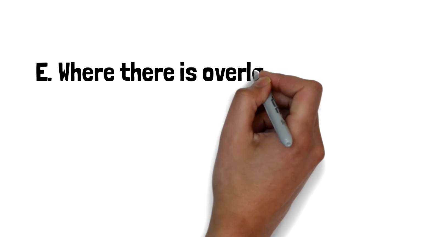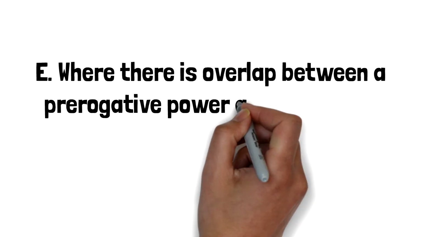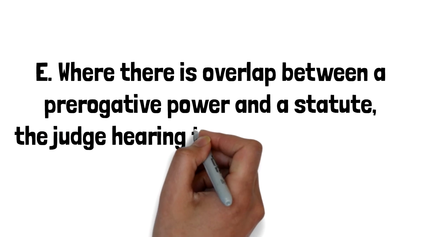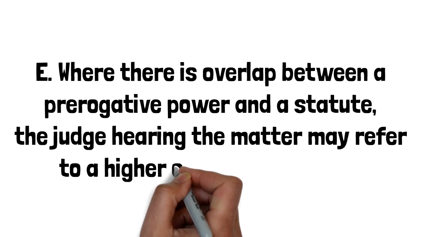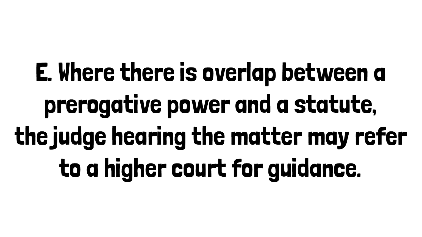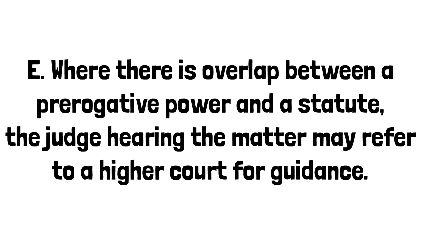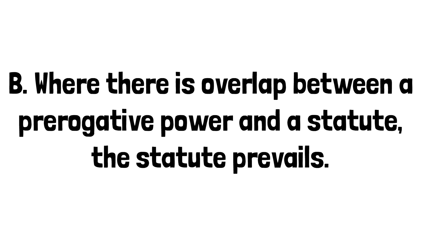E. Where there is overlap between a prerogative power and a statute, the judge hearing the matter may refer to a higher court for guidance. The answer is B. Where there is overlap between a prerogative power and a statute, the statute prevails.